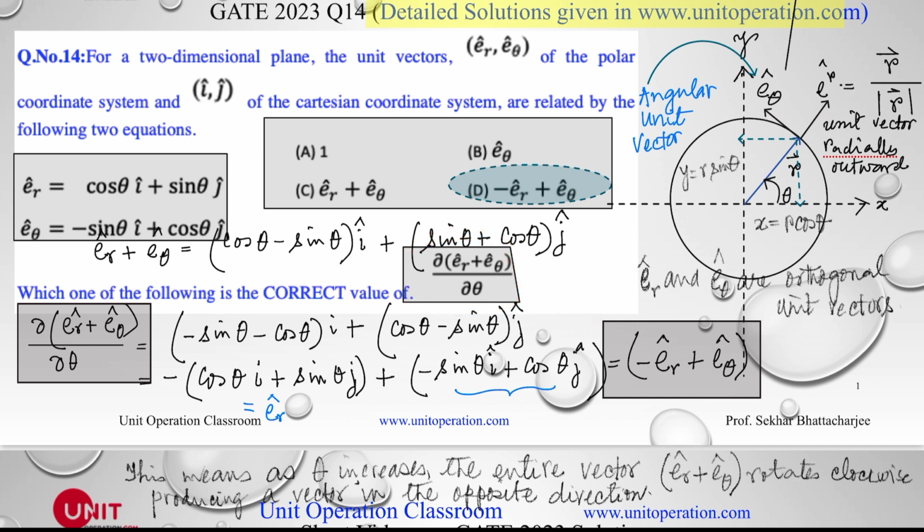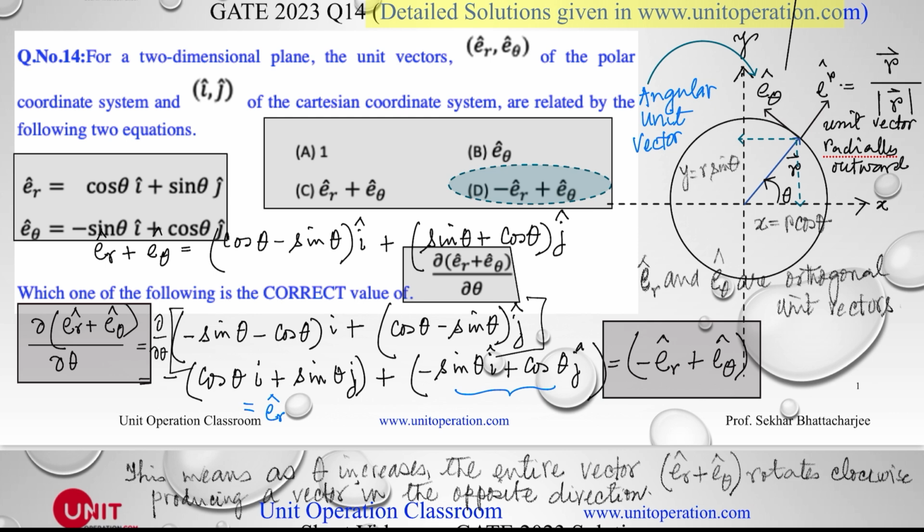That means when this addition of the unit vectors in the polar coordinate system starts rotating, the theta changes, then what is the value? So we have to find that out. Now, if we do it just mathematically, then this is very easy. The only thing you have to do is take this one right here, E_r plus E_theta, and take the derivative with respect to theta.